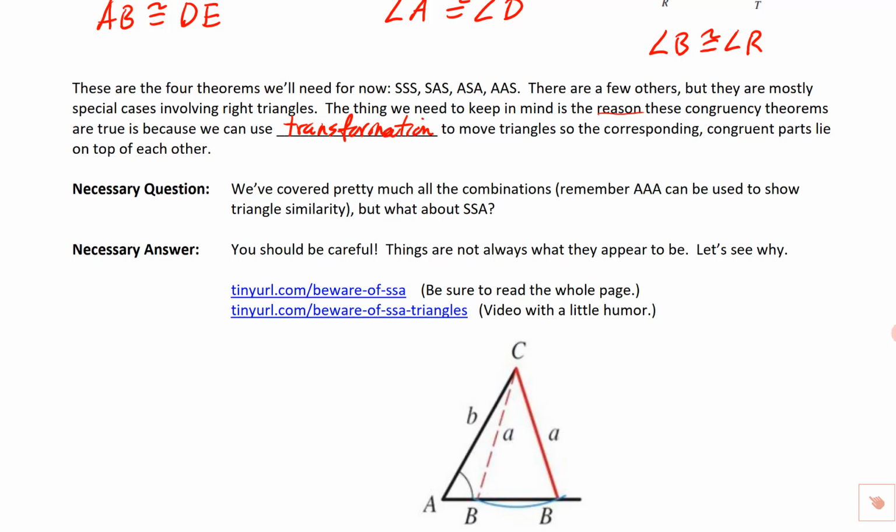Now, we've covered all of these 4 right here, and a natural question would be, there's a couple that are missing. So we've covered all the combinations except for AAA, that's angle, angle, angle. And remember, we use angle, angle, angle to show similarity. But what about this one right here? Now, most people say this is side, side, angle, but you may be thinking, like most people, especially young people, if we just flip that around, it's a word we probably shouldn't be saying all the time.